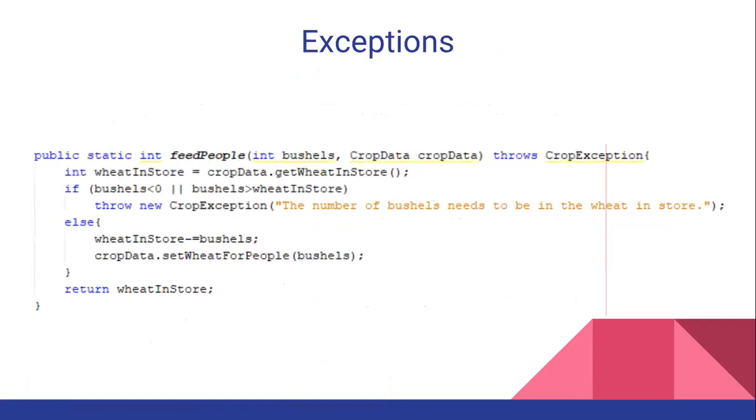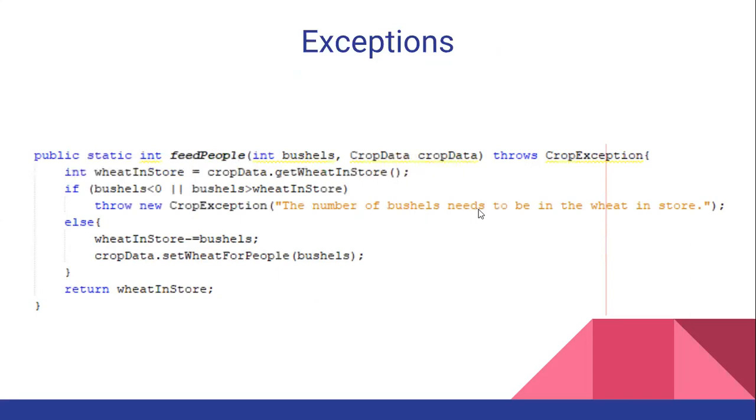Now I want to talk a little bit about exceptions. In my individual assignment, I had to put exceptions in the method feed people. Because of this, I have this example here. In the signature of the method feed people, I threw a crop exception, because in the line below the if statement, I threw a new crop exception with this string here.